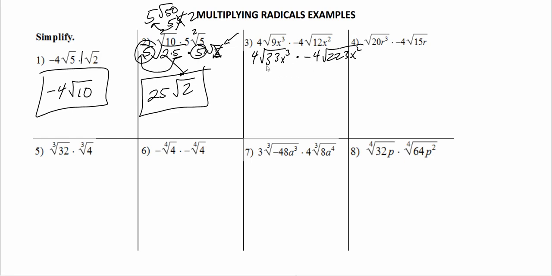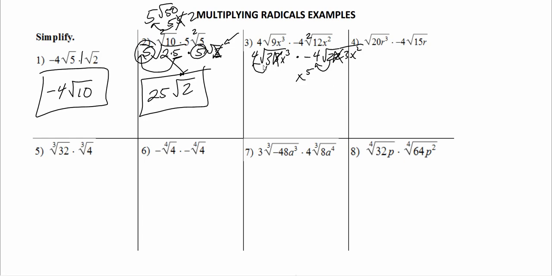So this is a 3. So one of the 3's can pop. The other 3 gets crossed because that's a pair. I have a pair of 2's there, so the 2 gets crossed. I have 3 x's here and 2 x's here. Well, how many do I have total? I have really 5 of them. But my index is a 2. How many 2's can go into 5? We've talked about that in the last section. And then I pull that quantity out, and then I keep the quantity that's left on the inside.